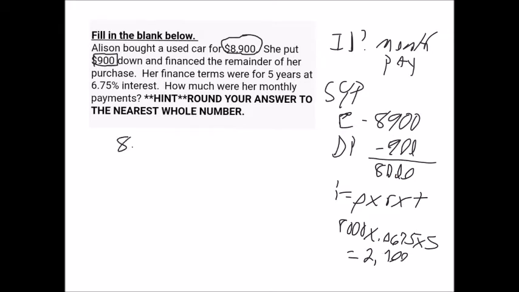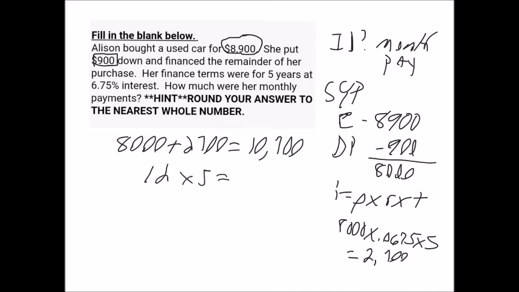So 8,000 plus 2,700 is 10,700. And then we have to come back here to the question, because we're looking for the monthly payments. So the monthly payments is how much you're going to pay each month. So if this is the total amount, the principal plus the interest that you're going to pay over that 5-year period, then all you have to do is to find the monthly payment. You know, there's 12 months in a year, so 12 times 5 is 60 months. So you're going to make 60 months of payments, okay? So 12 times 5 equals 60 months.